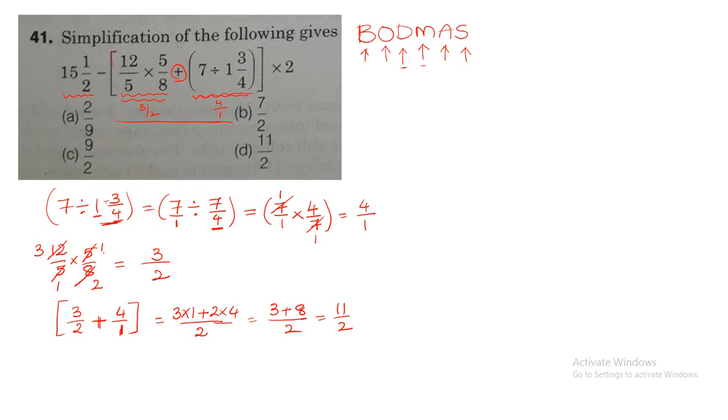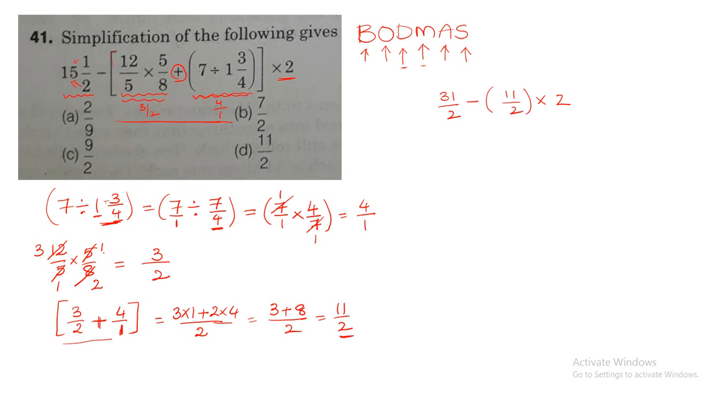So 15 1 by 2 I can write it as, 15 2s are 30. So you need to do multiplication here and then we need to add here. So 15 2s are 30, 30 plus 1 is 31 by 2 minus, so what is the value of the bracket that we got here? So this bracket value is 11 by 2. So substitute 11 by 2 here into 2.